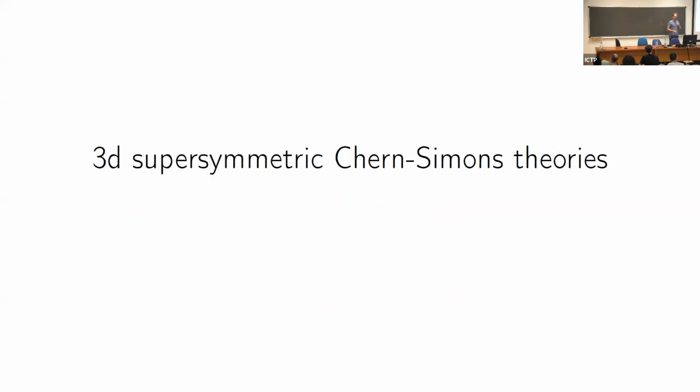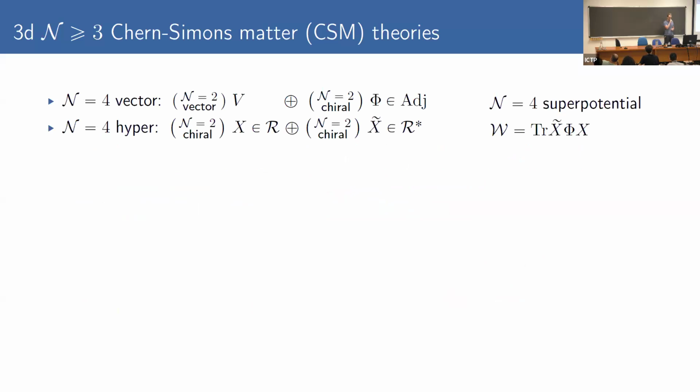Okay, good. Then let's go to the 3D highly supersymmetric Chern-Simons theories. So what is the starting point? I want to construct them to be highly supersymmetric. So I start again from an N=4 setup. I take the vector multiplet and the hypermultiplet, I decompose them as N=2. I join them with the superpotential, which makes them N=4. Very good. Nothing happened so far.